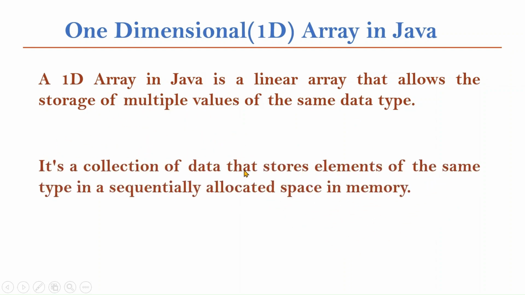Now it's a collection of data that stores the elements of the same type in a sequentially allocated space in memory. So whenever you define an array, the memory is allocated based on the size, whatever you are going to give in your application, and that will be assigned in a continuous way in the memory.